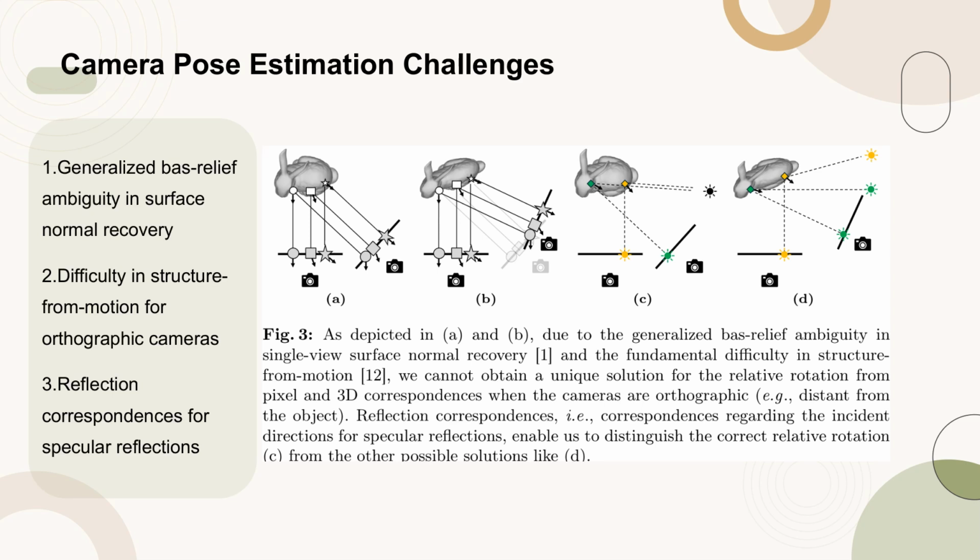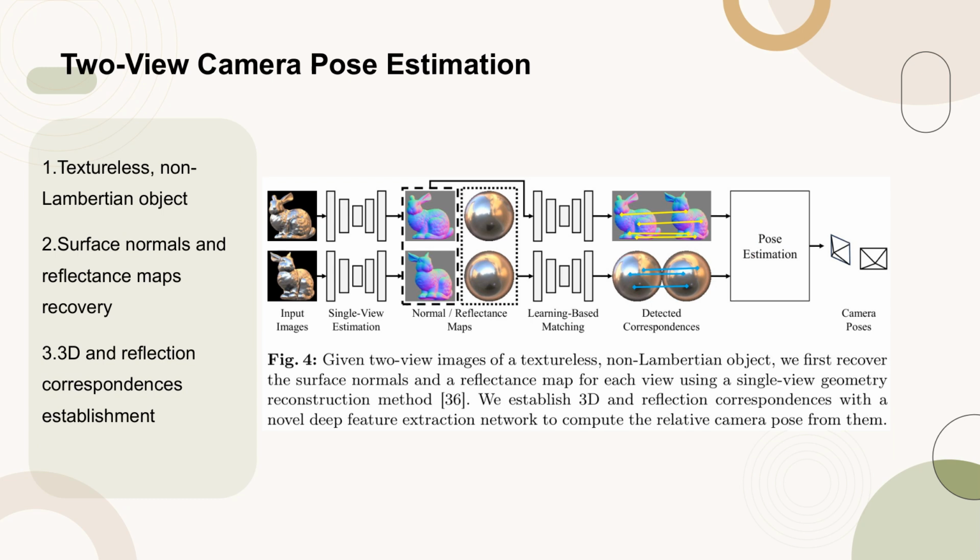However, reflection correspondences, which relate to the incident directions for specular reflections, provide a means to distinguish the correct relative rotation from other possible solutions. Figure 4 illustrates the process of estimating the relative camera pose from two-view images of a textureless, non-Lambertian object.